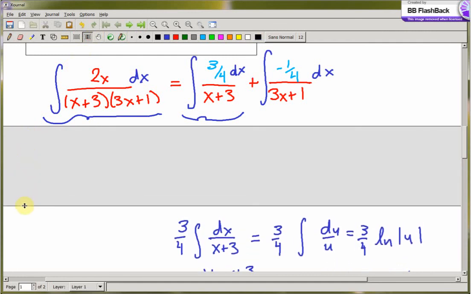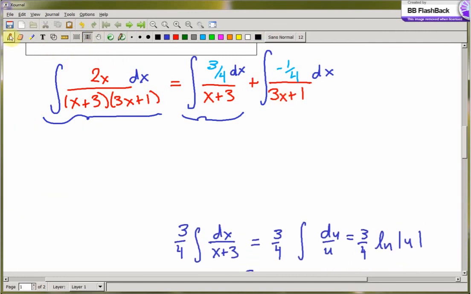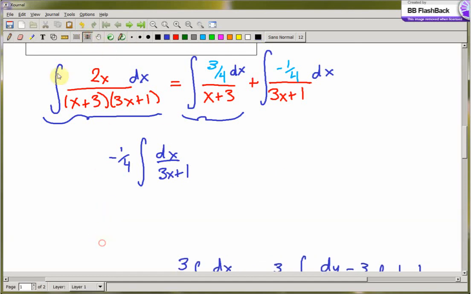For the other one, maybe you would want to use substitution. So here's -1/4, and we want to do the integral of dx over 3x plus 1. Let's just go ahead and do substitution. Let's make u equal to 3x plus 1, and now du is equal to 3dx, which of course means that 1/3 du is equal to dx.